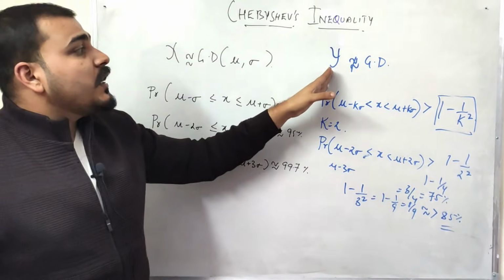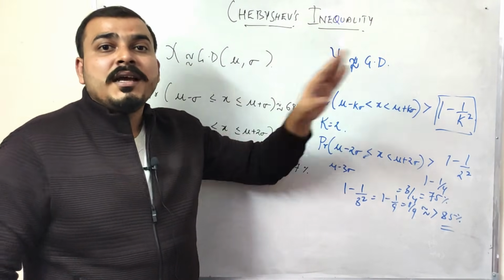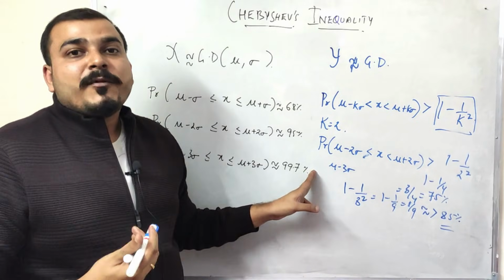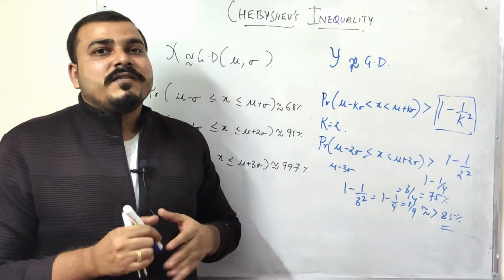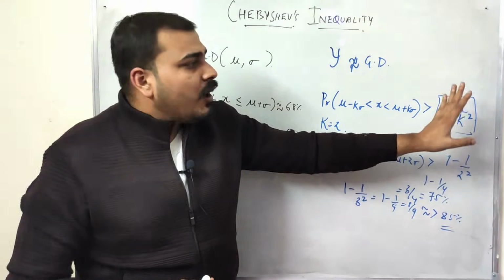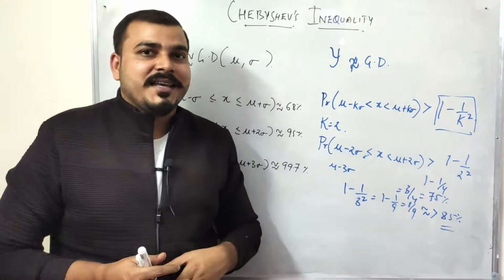Here, if my random variable does not belong to a Gaussian distribution, I am able to find out how much percentage of the data points will fall within various ranges of standard deviation. And this is what the formula specifies. Always remember this: 1 minus 1 divided by k square.